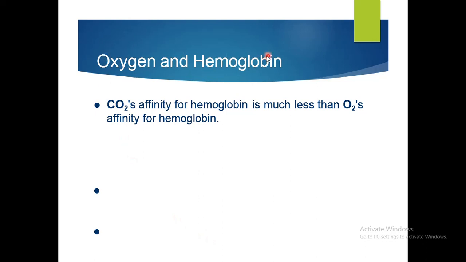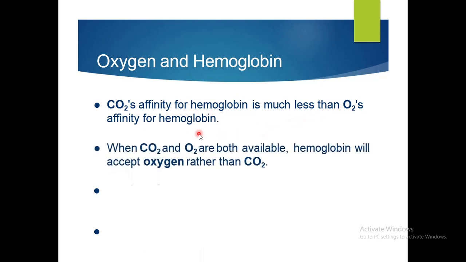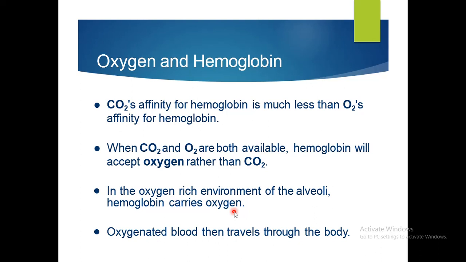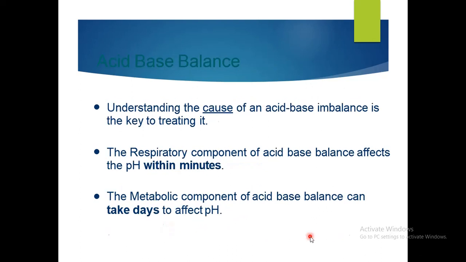In the case of oxygen combination with hemoglobin, carbon dioxide affinity for hemoglobin is much less than oxygen affinity. So when carbon dioxide and oxygen are both available, hemoglobin will combine more readily with oxygen, that is, it will prefer to bind oxygen instead of carbon dioxide. Hence, in an oxygen-rich environment like the alveoli, hemoglobin chooses oxygen to carry, and this oxygenated blood travels through the body.